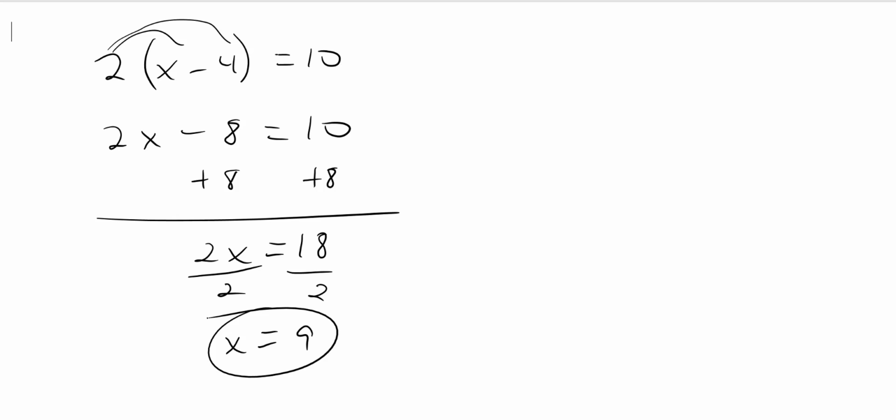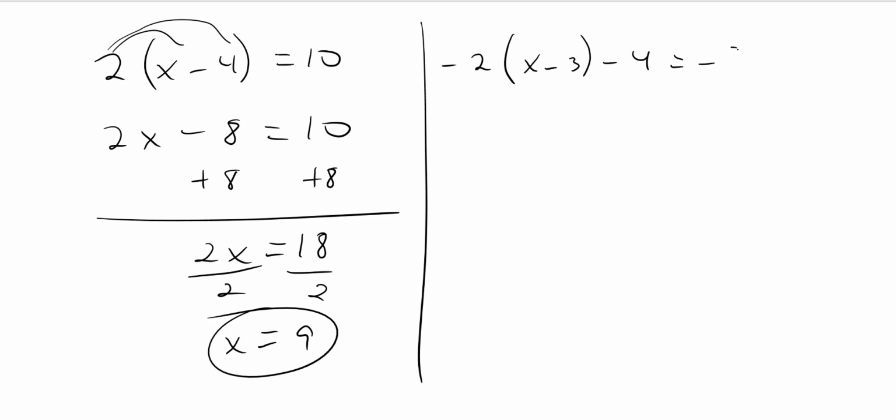Okay, so let's try another one here, just right next to it. -2(x - 3) - 4 = -8. So again, a little bit more stuff here. Okay, so we've got to distribute the -2, so we have -2x. -2 times -3 is positive 6. We still have this minus 4 equals -8.